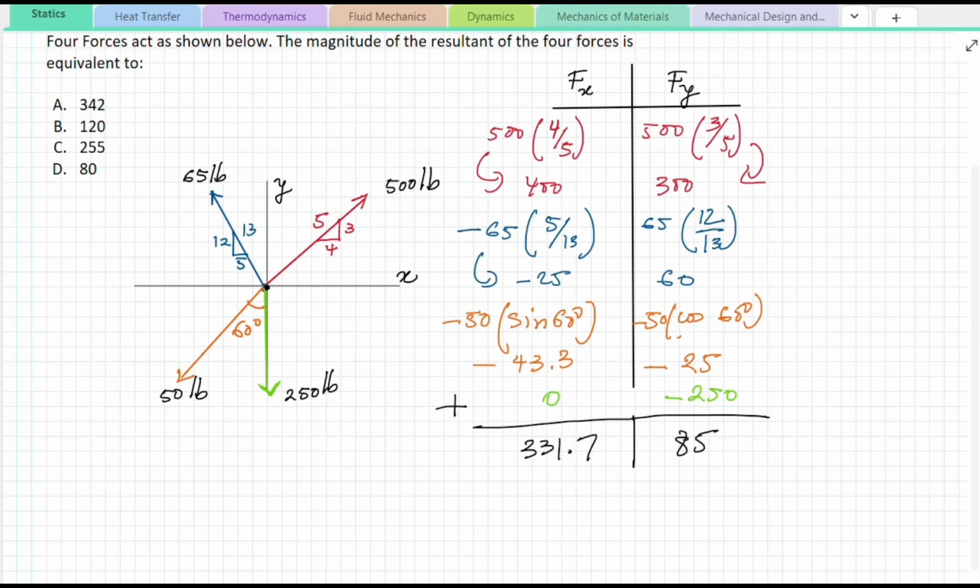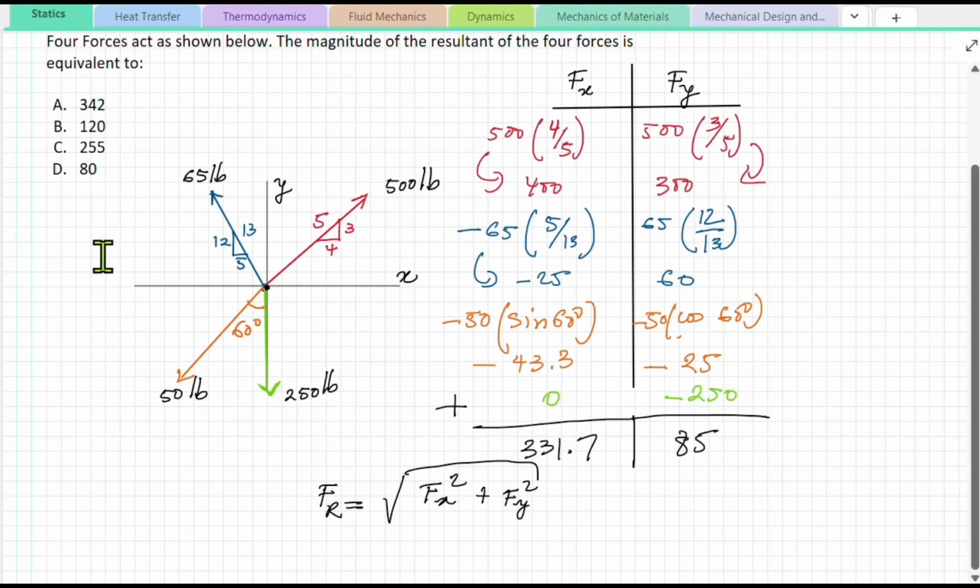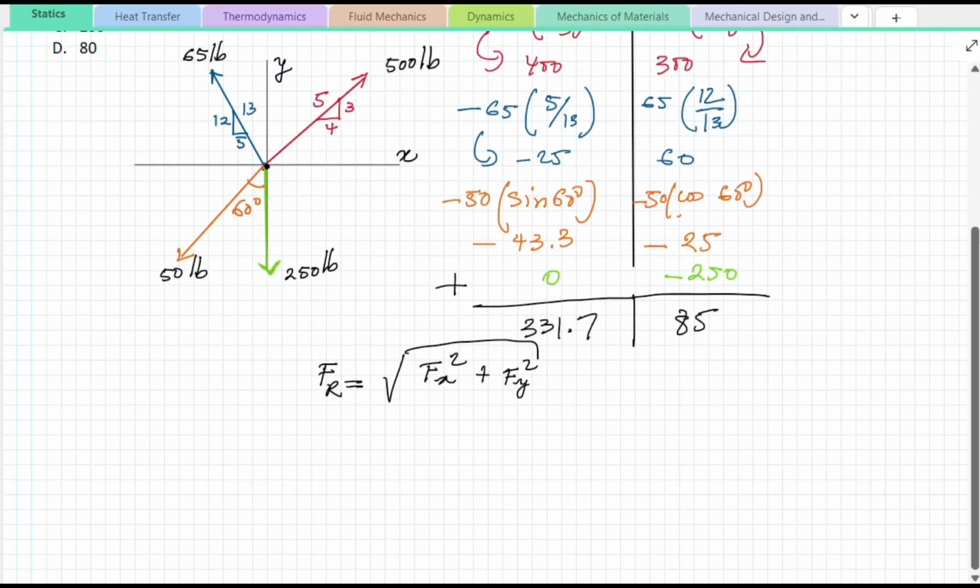Okay, now the next step will be to find the resultant of the four forces, using Fr is equal to the square root of Fx squared plus Fy squared. Once again, if you don't have this memorized, you can search for resultant force in the FE reference handbook, and you should be able to locate your equation. But this is a pretty simple equation, so it's easy to memorize. We plug our values into the equation to find our resultant force.